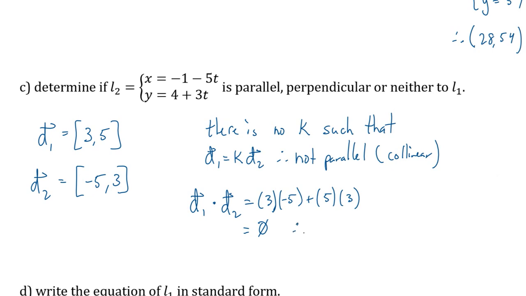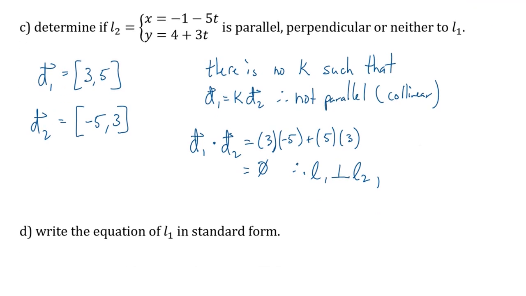Therefore, L1 is perpendicular to L2. I don't say the direction vectors are perpendicular. It didn't ask me about that. It asked me whether the lines are parallel or perpendicular. So this is a bit of a sticky point, but nevertheless, the lines are perpendicular.